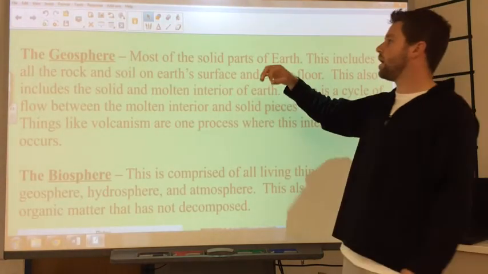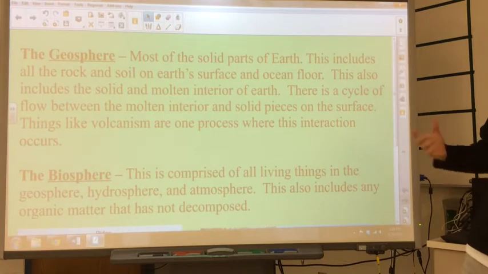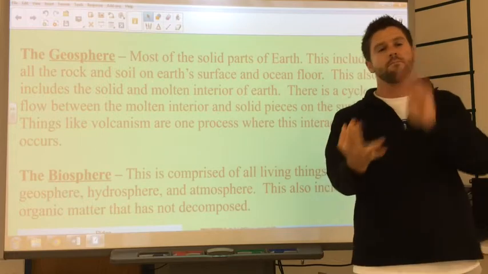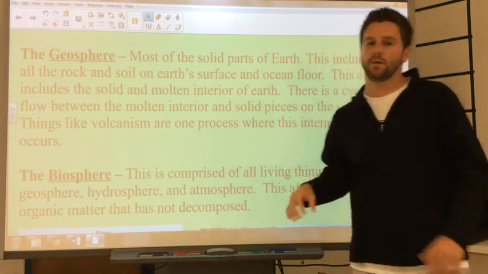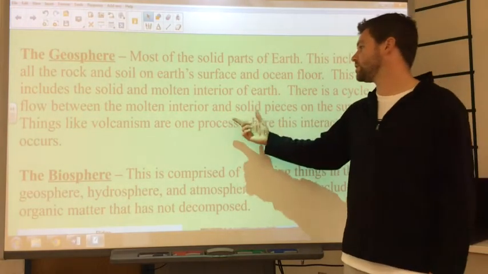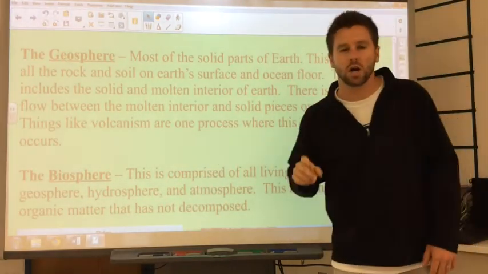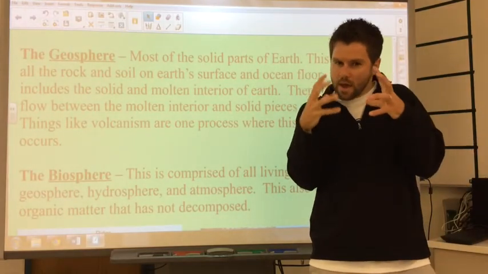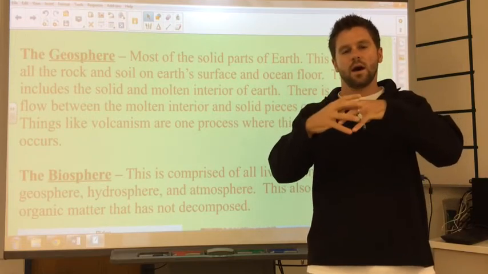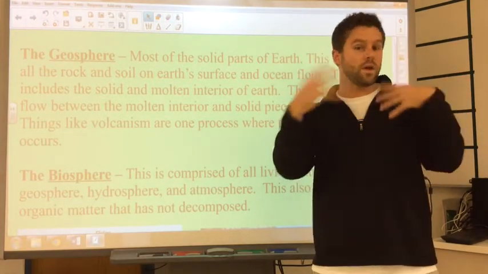The geosphere is most of the solid parts of Earth. This includes all of the rocks and soil on Earth's surface and the ocean floor. This also includes the solid and molten interior of the Earth. So we talk about the crust, the mantle, the core. All of those things make up the geosphere. There's a cycle of flow between the molten interior and the solid pieces on the surface. Things like volcanism are one process where these interactions occur, right? I know a couple years ago and last year, you've learned about these interactions. So that molten lava is interacting with the crust, the very thin skin of the apple, so to speak, that we all exist on, okay?